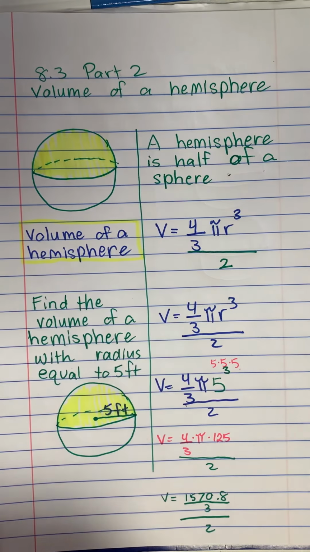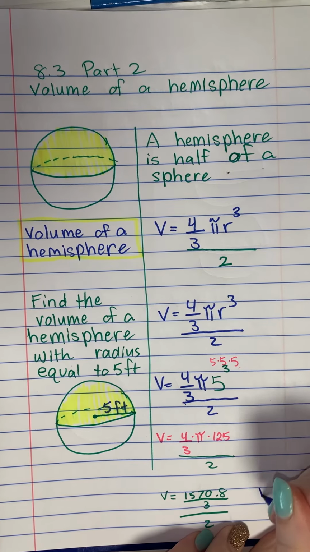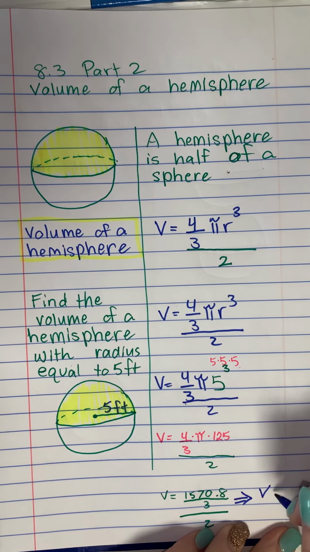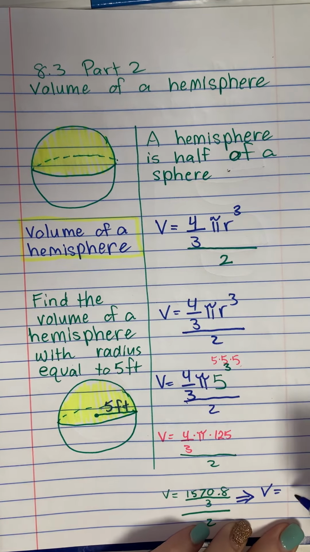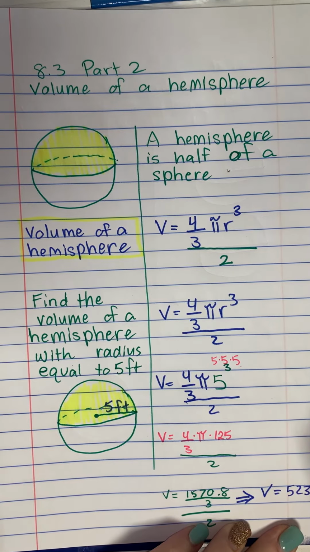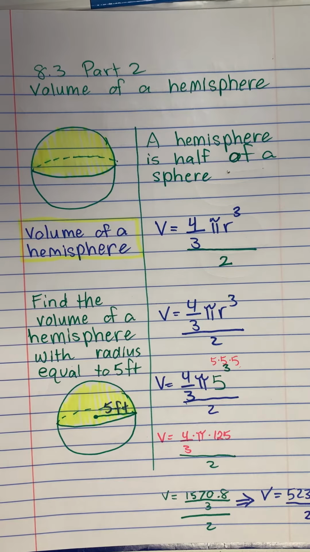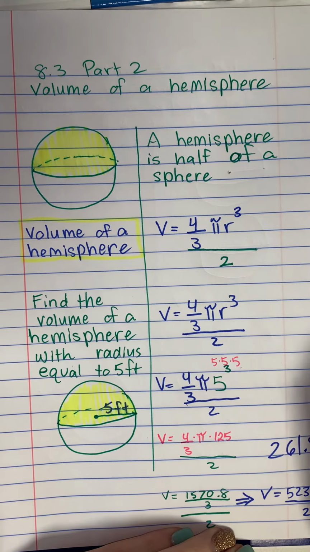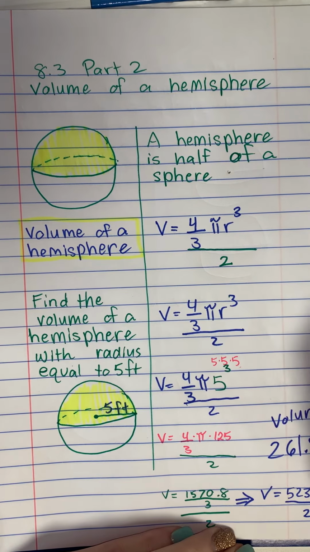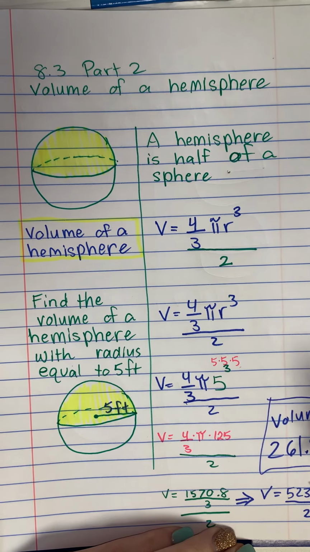I'm running out of room over here. So volume, so this whole thing, volume is equal to, this is an arrow by the way, 523.6, I believe. We might have rounded a little different yesterday, but that's okay. And we're going to take that answer and divide it by 2. So we get 261.8. That's our volume of this hemisphere. And this is feet cubed.